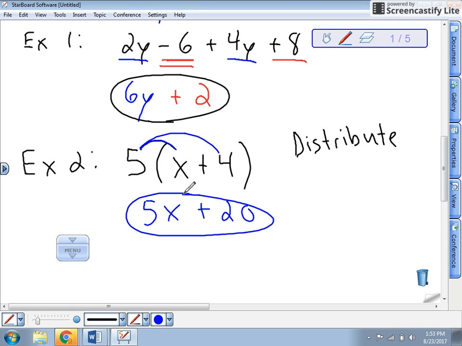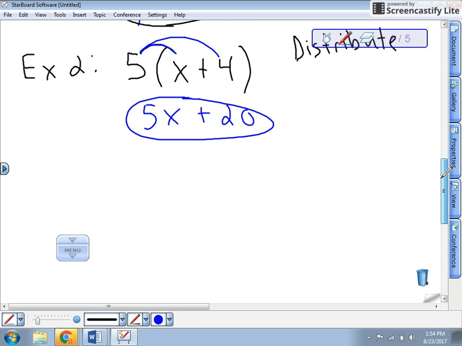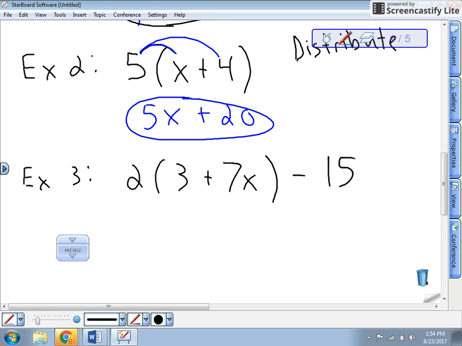Let's take a look at one more, then that will be good for today. Example 3 looks like this. We're going to have 2 times the quantity, 3 plus 7x, minus 15. Don't forget about the order of operations. So we look to the parentheses. It's 3 plus 7x. We cannot combine those. So we have to distribute first. So when we distribute, we're going to get 2 times 3, which is 6. Then plus 2 times 7x is 14x, minus 15.